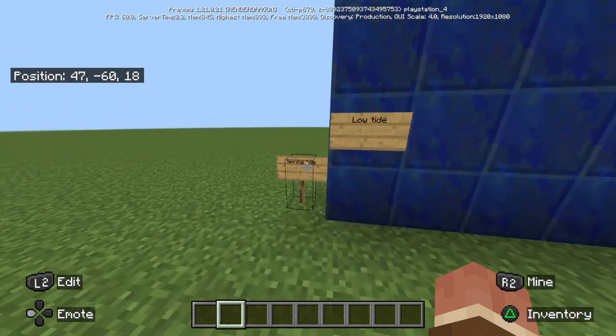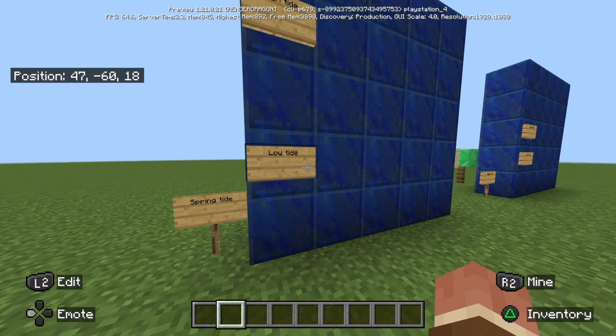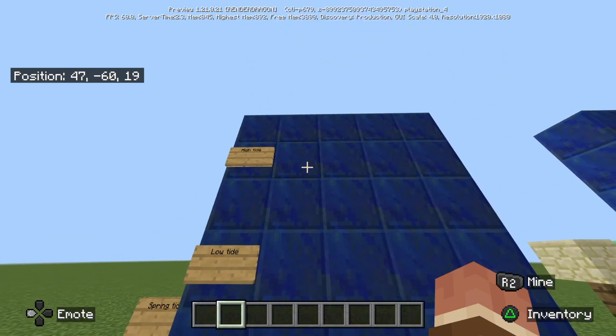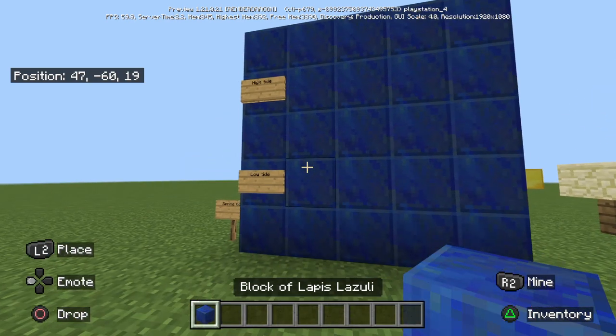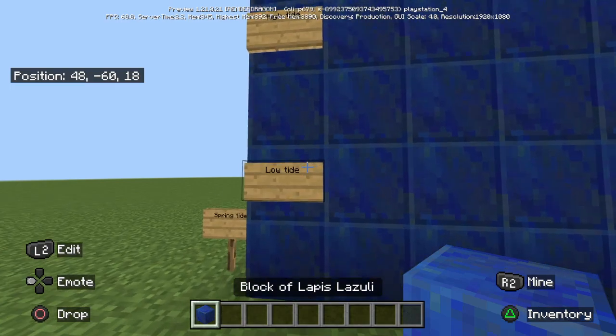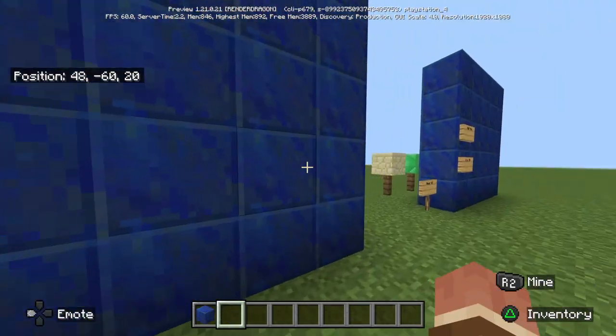So for the spring tide, the low tide would be at this point of the shore or ocean. And as you can clearly see up here, that's the high tide, where it would be probably a couple feet away from where the low tide previously was.